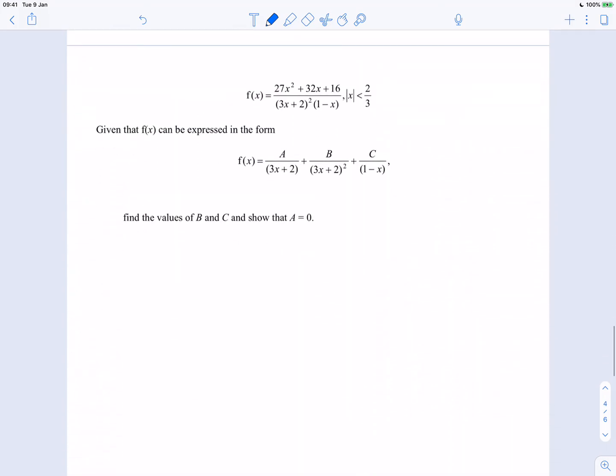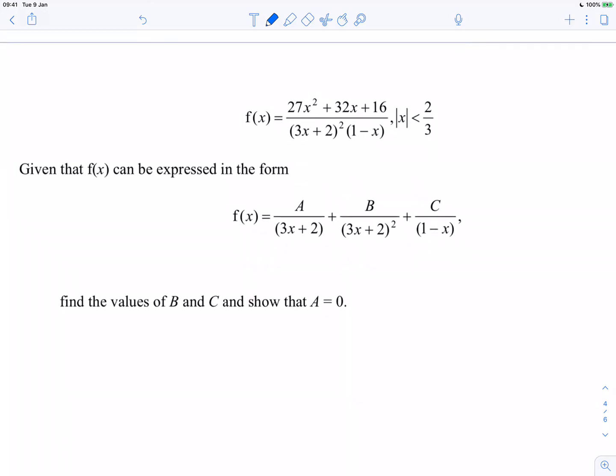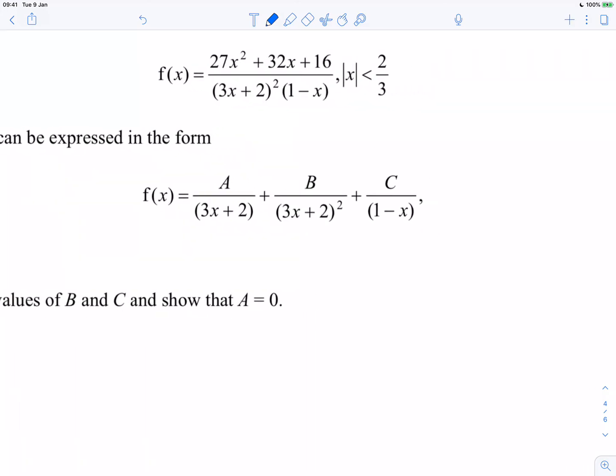So let's have a look at a couple of examples. Pause the video, give it a go yourself if you think you can. I'll go through it in a second. Okay, given that f of x can be expressed in the form below, which it can, find the values of b and c and show that a equals 0. Right, okay, so same deal.